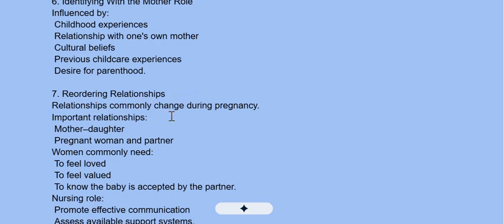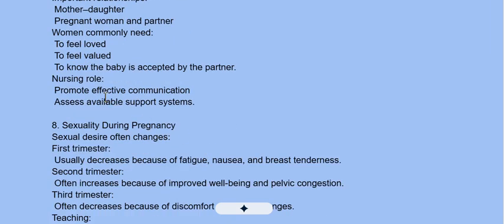7. Reordering relationships. Relationships commonly change during pregnancy. Important relationships: mother-daughter, pregnant woman, and partner. Women commonly need to feel loved, to feel valued, and to know the baby is accepted by the partner. Nursing role: promote effective communication. Assess available support systems.